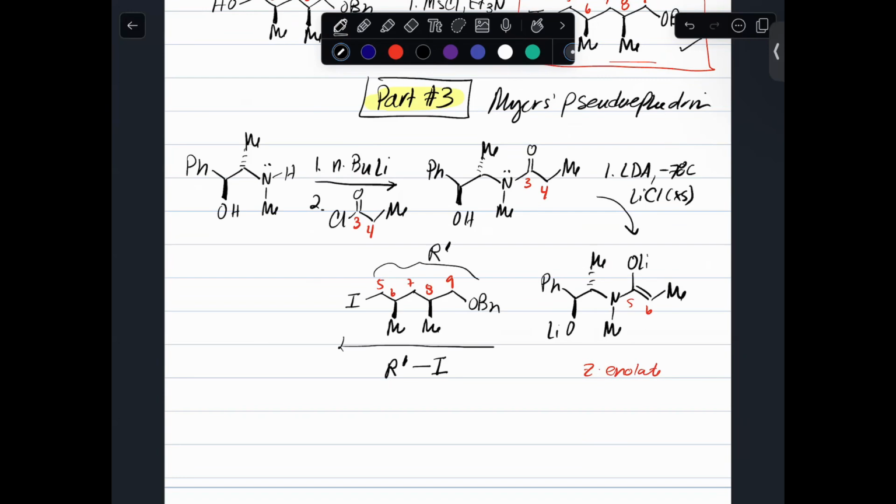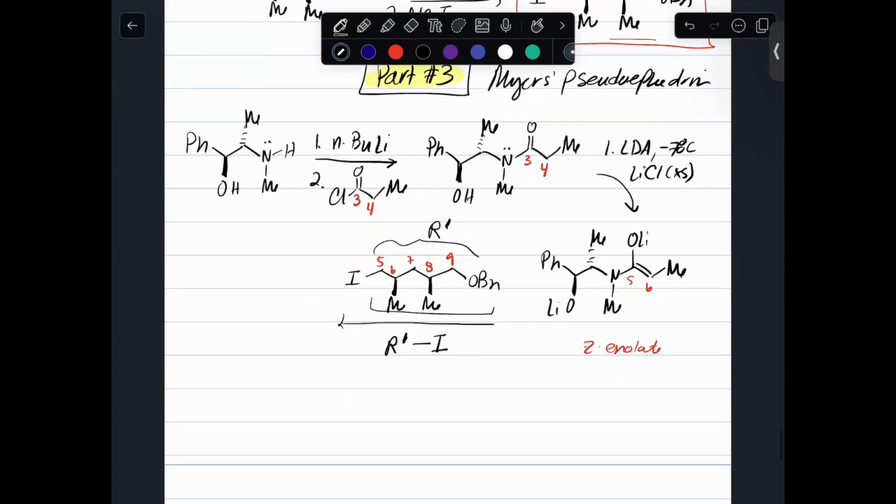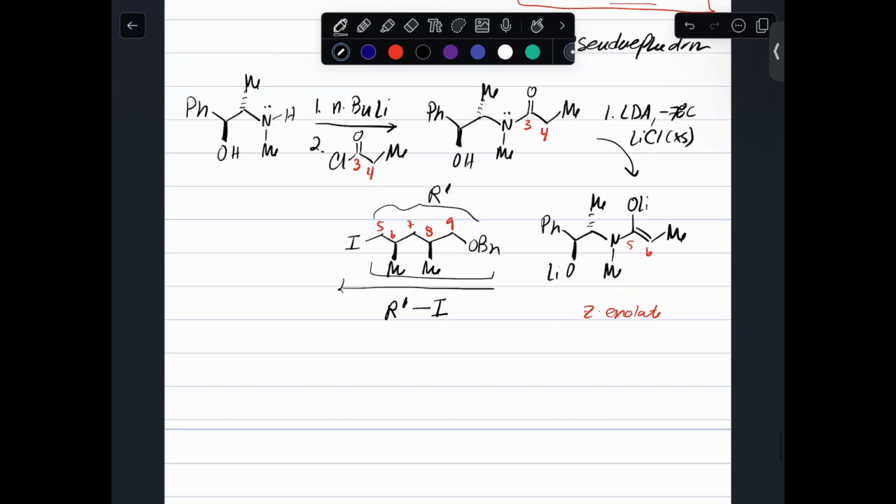You should tell me what R prime is. If you don't tell me what R prime is, I don't know what you're adding. R prime is that huge chain that I don't want to worry about quite yet. I just want to set the stereochemistry that comes with Meyer's pseudoephedrine chemistry. So once you add it, just like before, you will get the 1,4-syn product. Let me draw that out for you.